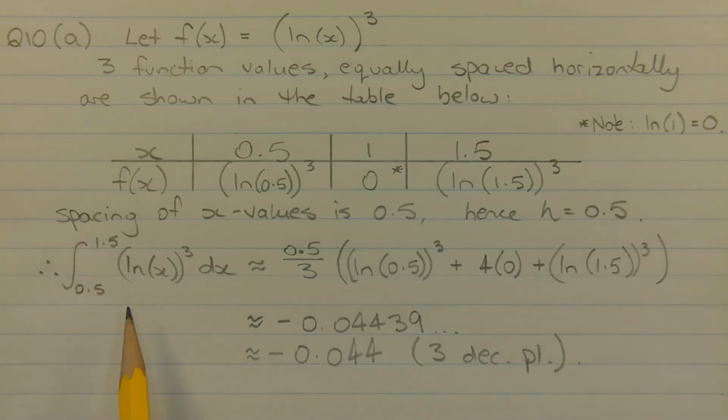So the integral of ln of x in brackets to the power of 3 dx from x equals 0.5 to x equals 1.5 is approximately equal to 0.5 over 3 times open bracket ln of 0.5 in brackets cubed plus 4 times 0 plus ln of 1.5 in brackets cubed, close brackets, and that's approximately equal to negative 0.04439 and so on, which rounds to negative 0.044, correct to three decimal places.